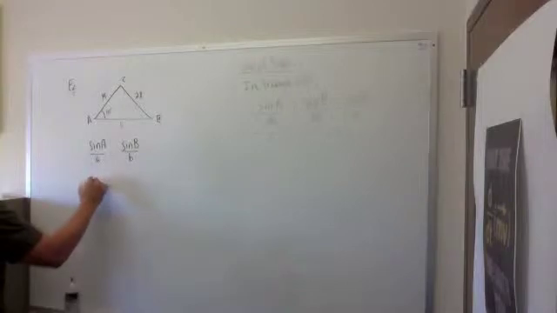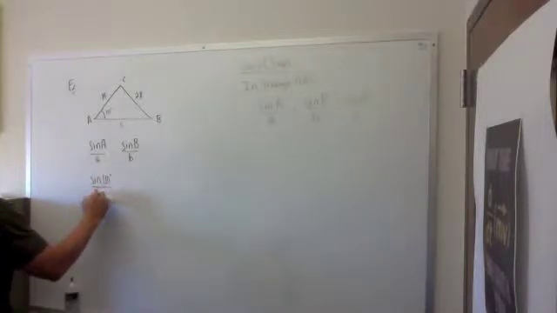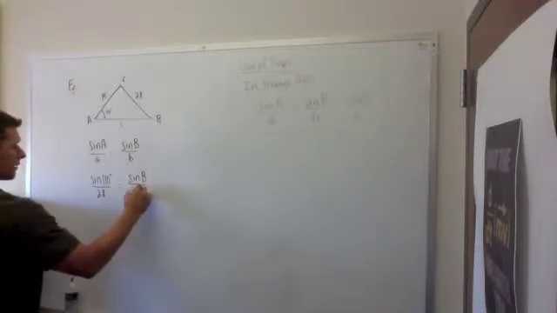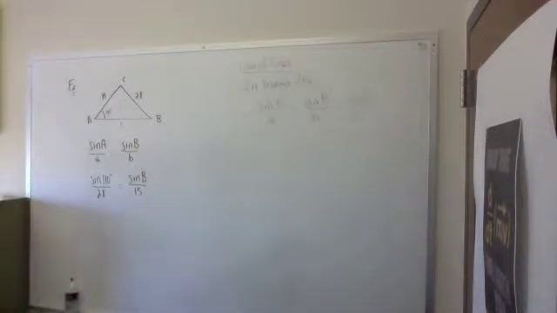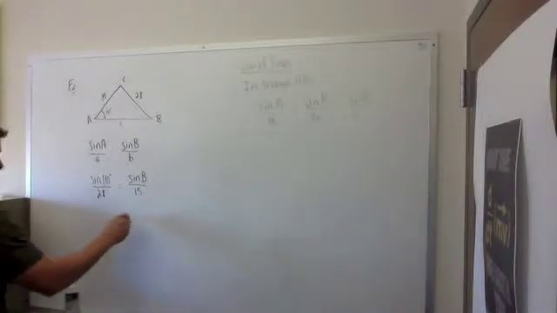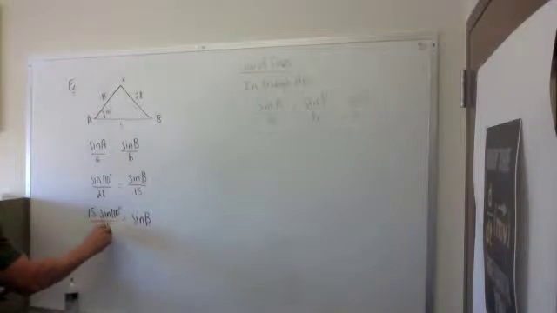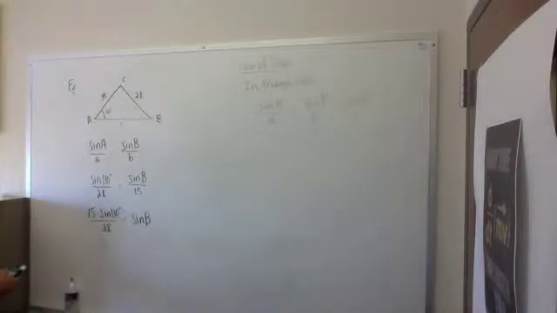So what we'll have here is sine of 110 degrees divided by 28 equals sine of some measure B divided by 15. So let me grab my calculator here. If I wanted to find sine of B, it will equal 15 times sine of 110 divided by 28. Obviously this isn't drawn to scale; 110 is more than the acute angle that I have drawn there.